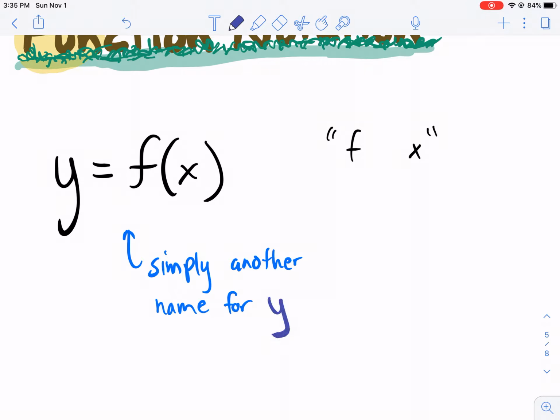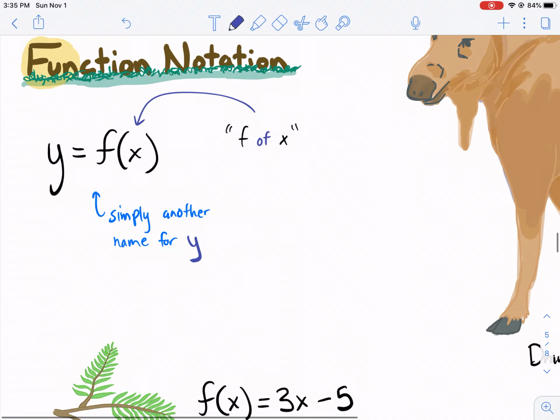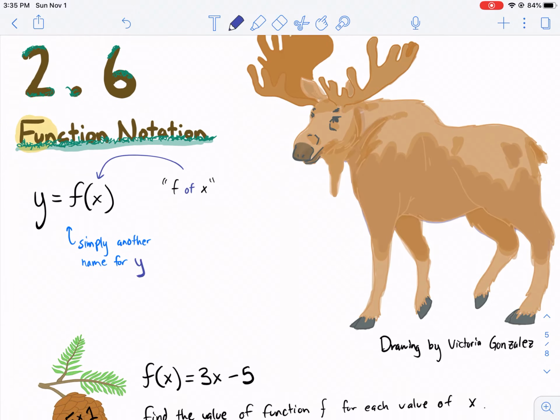Okay, and how do we say it? We say f of x. So this literally means f of x. That's how we would say that. Okay, it's another name for y. These two are equivalent to each other. F of x and y are the same thing. Now, when we're talking about functions, we know that each x input will only have one y output.